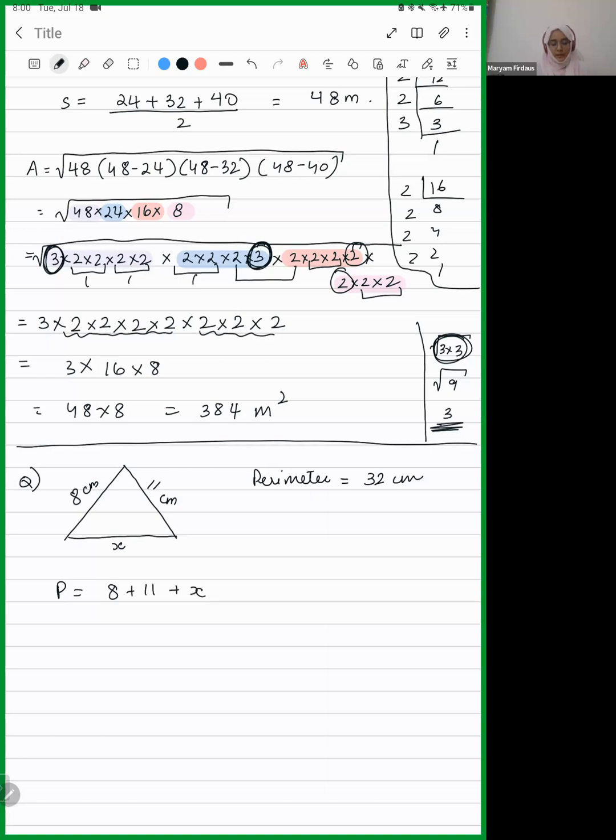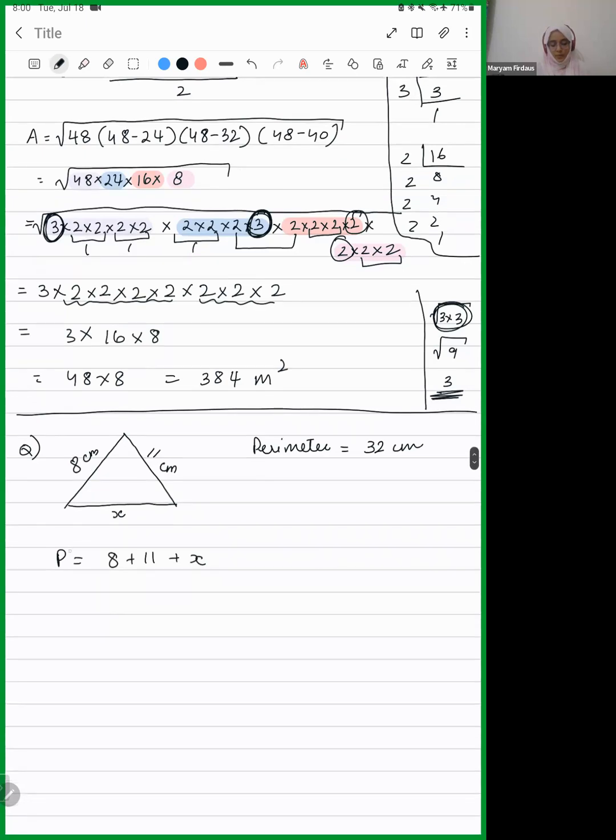Now we know what the perimeter is. The perimeter is 32, right? It's given to us, 32. So we will add both the sides, 8 plus 11, we get 19. So 32 minus 19 will be the third side. Very good, Avni. Okay, so x will be 32 minus 19. And what is that?